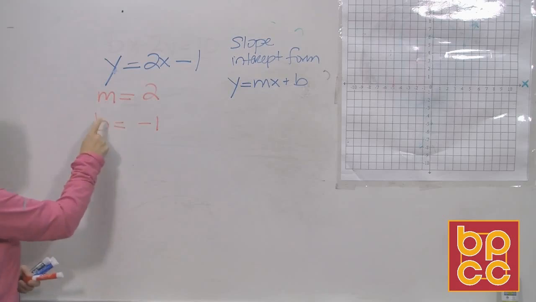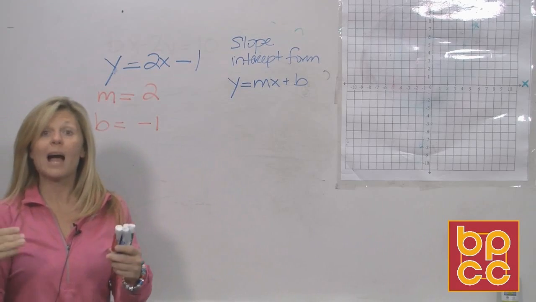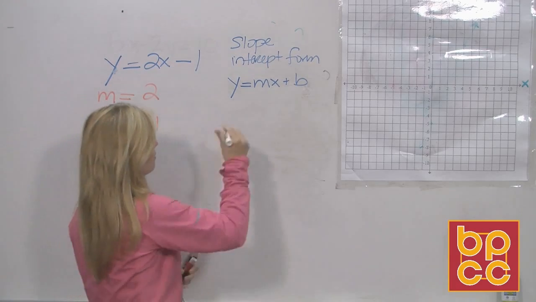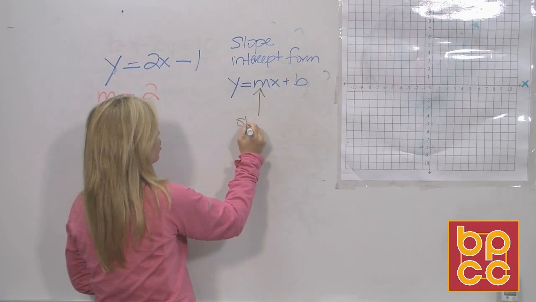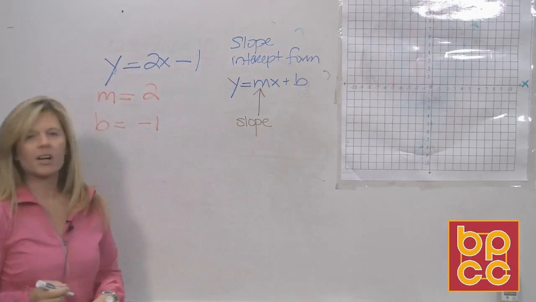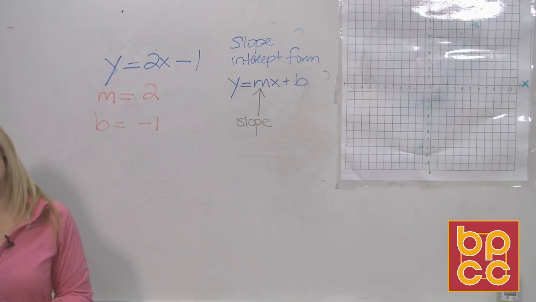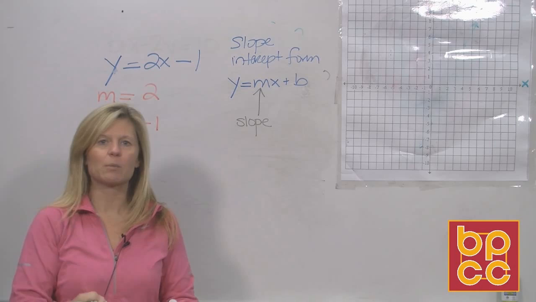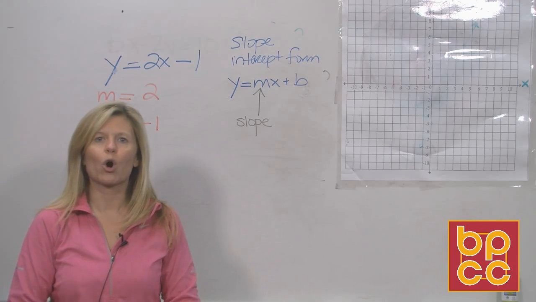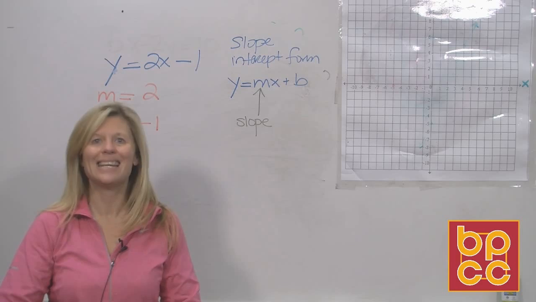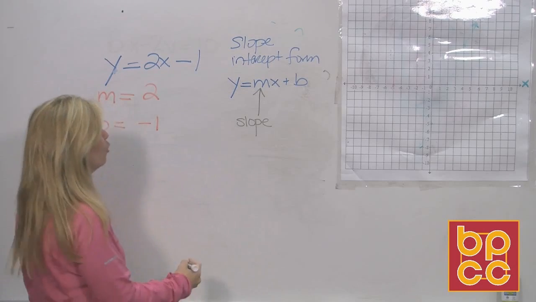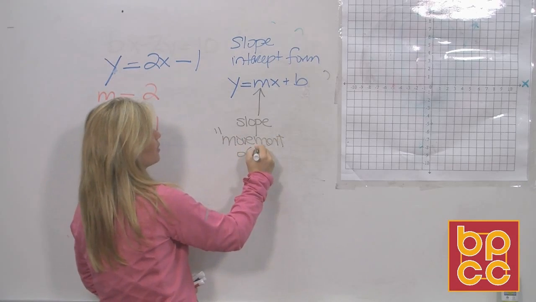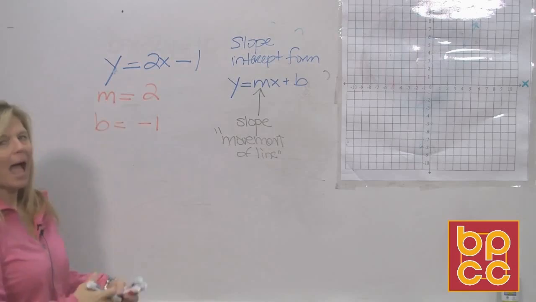These letters M and B stand for math words. You got to know vocabulary. So, the first thing is, what does the letter M stand for? The letter M stands for the word slope. You're going to say, huh? M stands for the word slope? Why did they use the letter M? Well, remember, René Descartes was a French mathematician. And the French word for slope is mentir. And mentir means movement. Slope is the movement of the line. It's going to explain to you how to move.